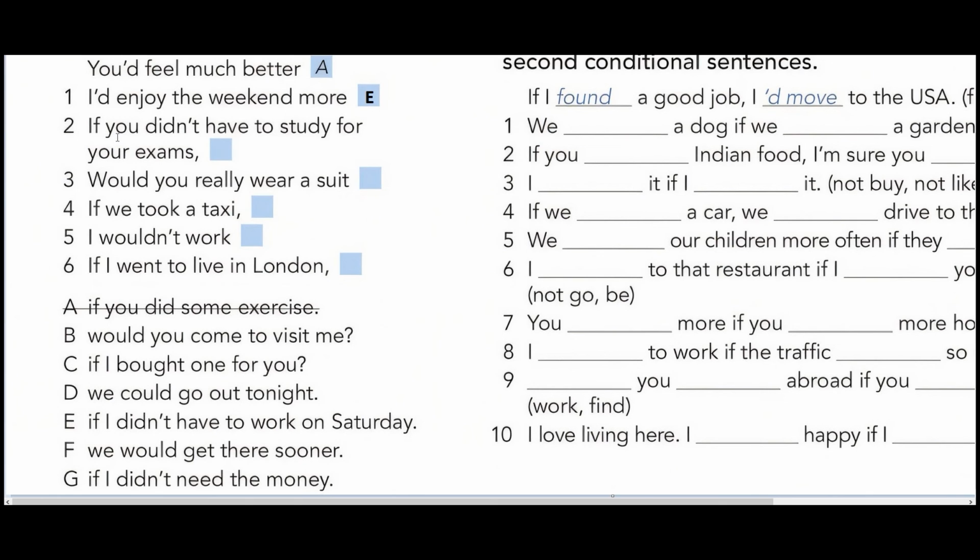Number 2. If you didn't have to study for your exams, we could go out tonight. Yeah, maybe, but it can't happen actually, because this person has to study for their exams. Number 3. Would you really wear a suit if I bought one for you?